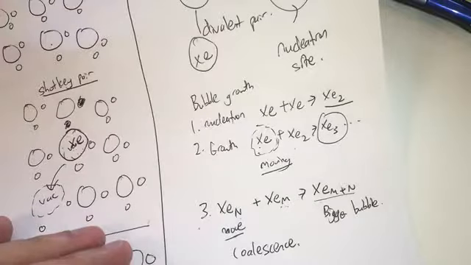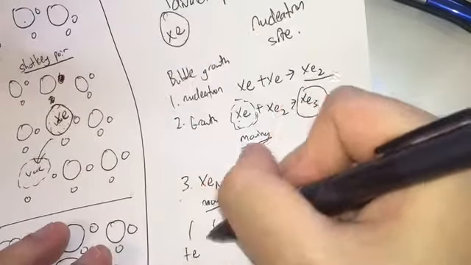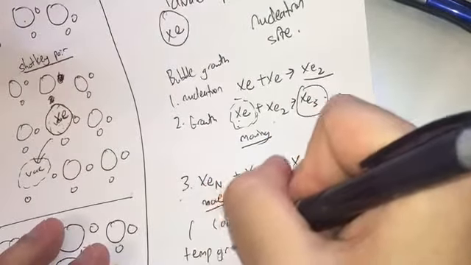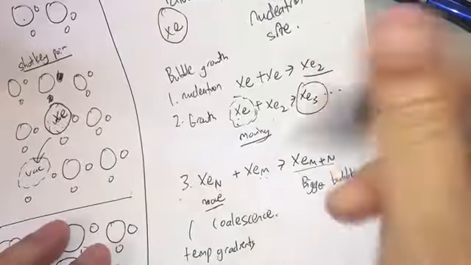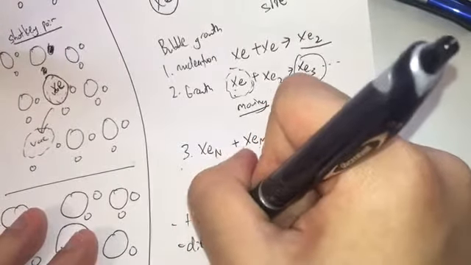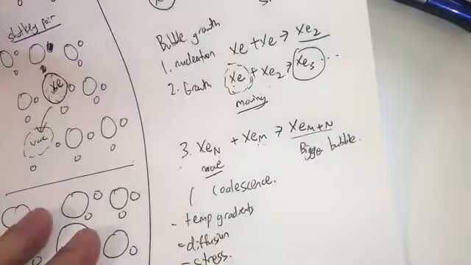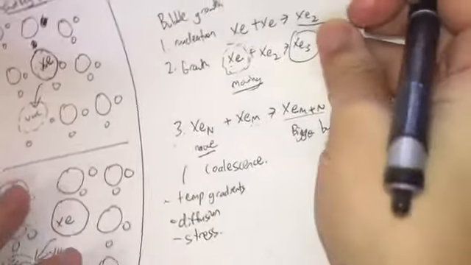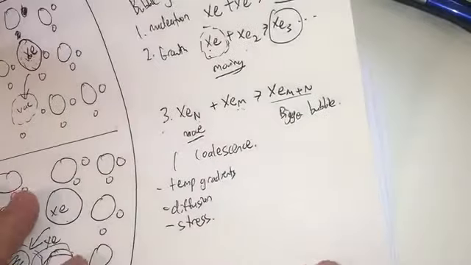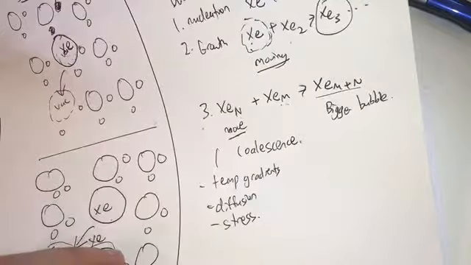Now there are several mechanisms for bubble movement, and these are usually because of temperature gradients. There's a diffusion mechanism as well, and there's some stress involved. When I say stress, I'm talking about structural stress. Okay, but I won't elaborate on those. You can look at Professor Olander's book.